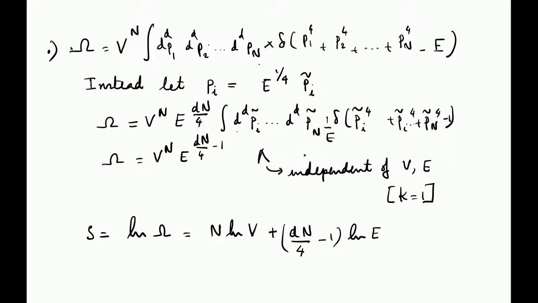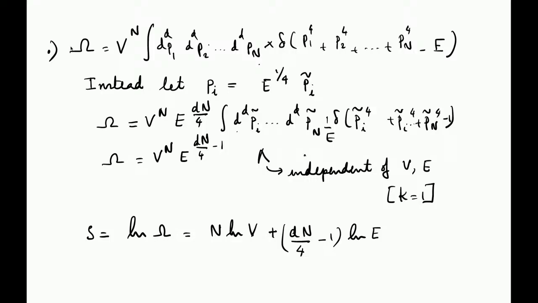So, your omega now: the integrals over dx do not change, so they become V to the power N. The integral over dp_N I have rewritten. The delta function changes. Instead of p1 square, now I have p1 to the power 4, up to pN to the power 4. If I do the substitution p_i equals E to the power 1 by 4 times p tilde, that allows me to pull out the E, but instead of dN by 2, I get dN by 4. That is the only difference that comes.